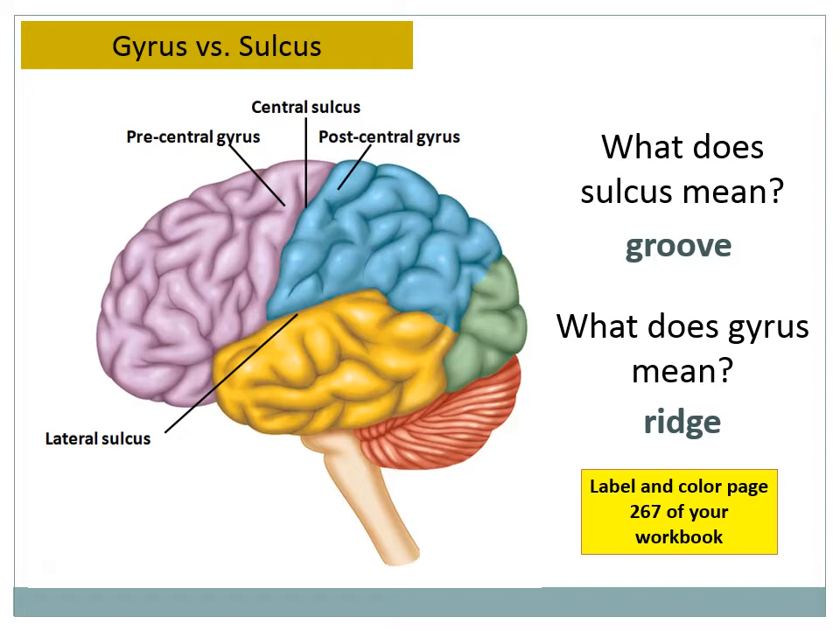We can see some different gyri and sulci here. So we see the precentral gyrus, we have a postcentral gyrus, we have a central sulcus and a lateral sulcus. Really what we're looking at here are things that are going in and things that are jutting out. So your precentral gyrus is going to come before your central sulcus, and your postcentral gyrus is going to come after your central sulcus. Hopefully those make sense, and like the terms make sense as well.